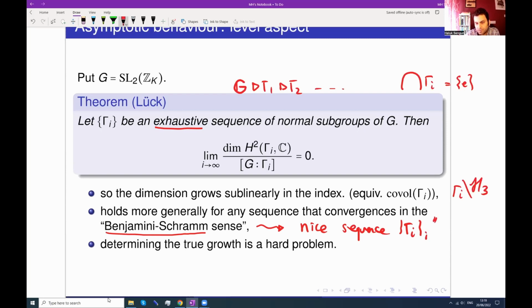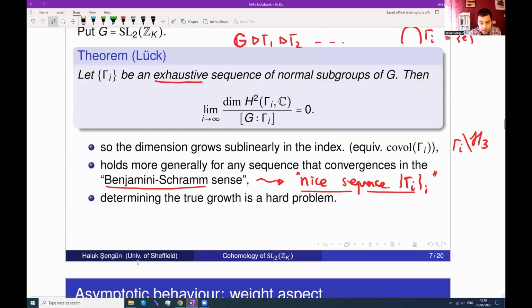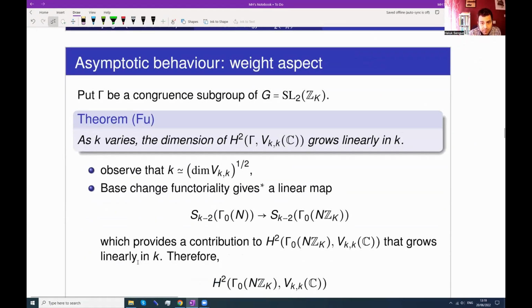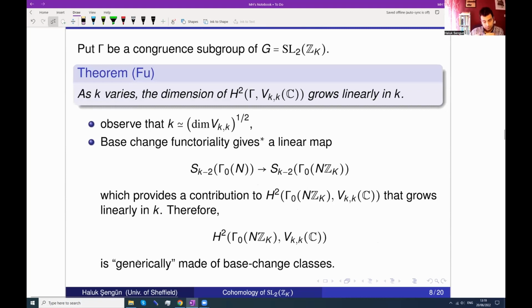In the sequel of this talk, I'll just say nice sequence. Right, okay, so this says that it's dominated by the volume, but you can't really pin down the exact size of growth. Well, that's a very difficult problem. In the other aspect, you can fix your level and let the weight go high, right? That's the other thing you could do.